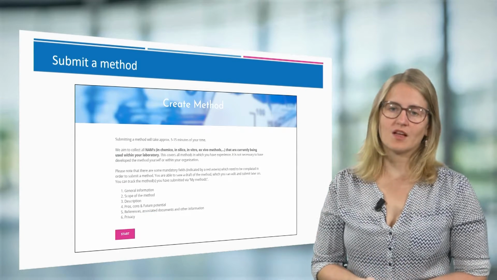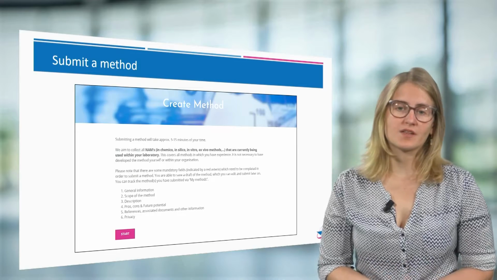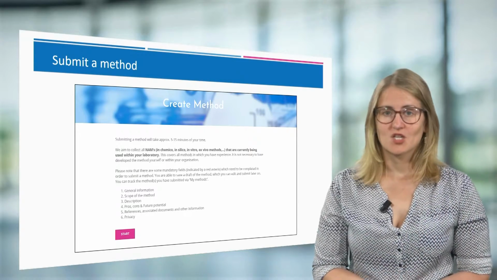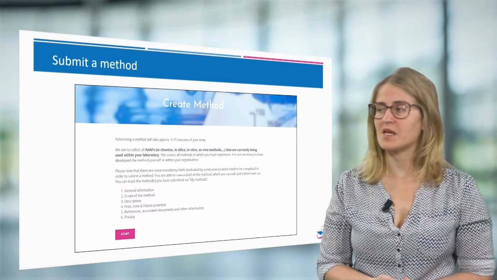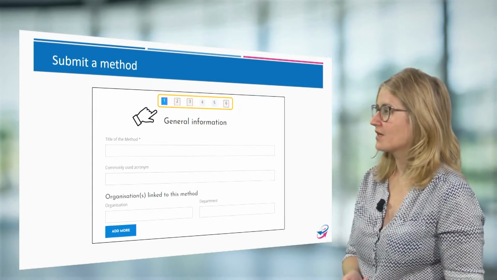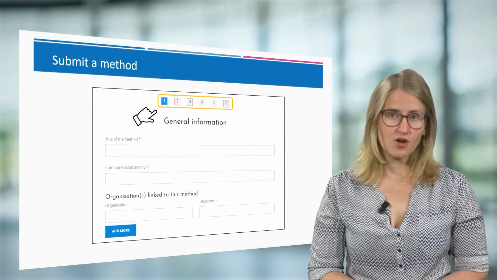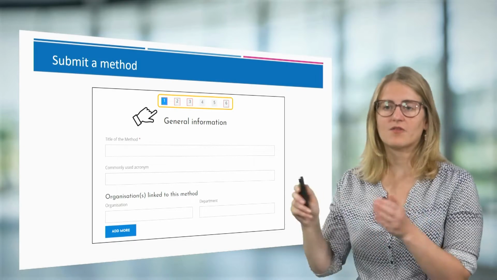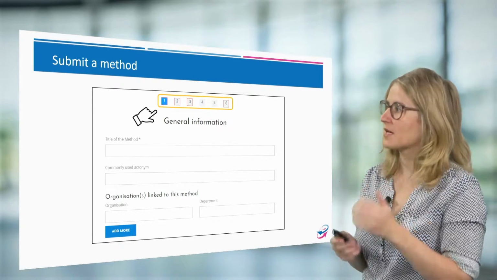Then you will be directed to this screen. This is a screen where you end up if you want to submit a method. This will give some general background information about the online tool. Now we are on the first step of the online tool, and you can see this by the blue box. Every time you are at a different step, the color changes to the step where you are currently at.